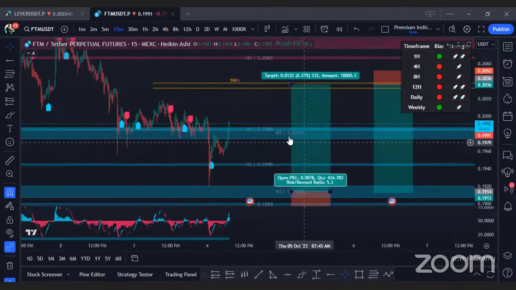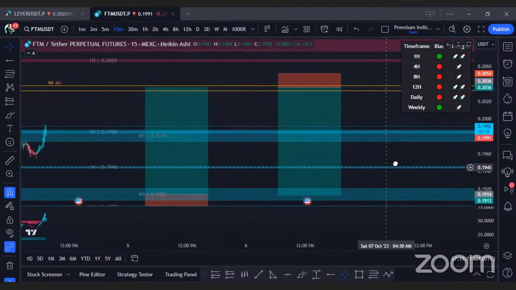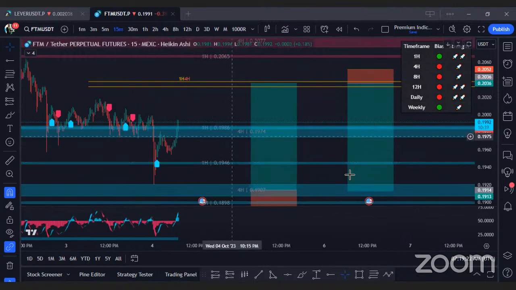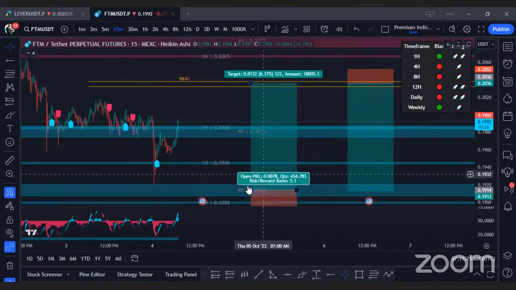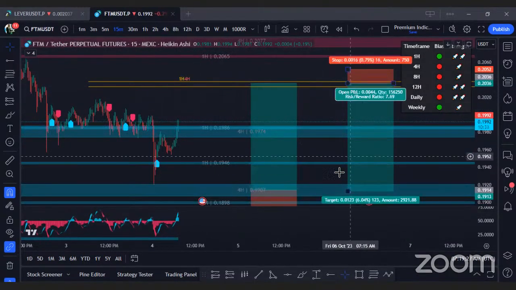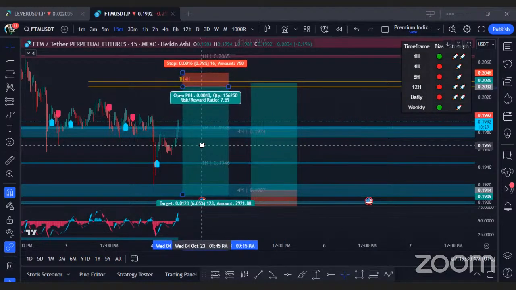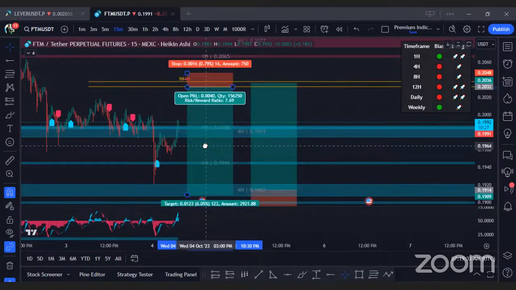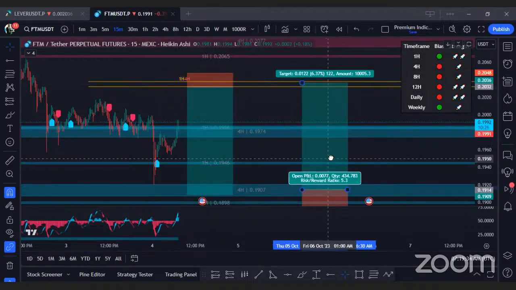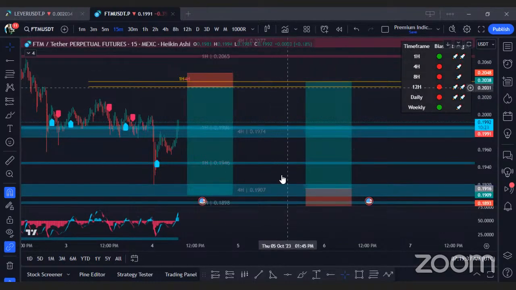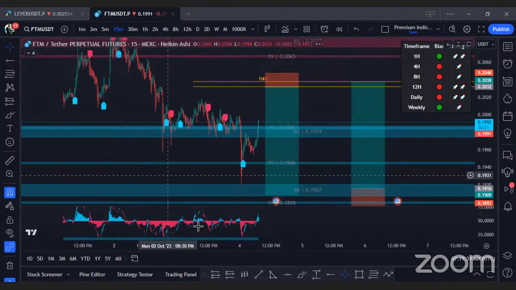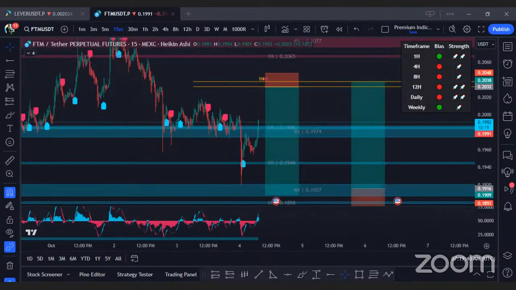Those are the two scenarios I'm looking at for FTM. No matter how, before the end of today, one of these scenarios would have played out and then we'll go ahead and take trades accordingly. That's basically what I'm looking at for FTM. So this is my short setup for FTM, and then my long setup will be somewhere around there. Whichever of these plays out first, that's the one we are going to take, okay?